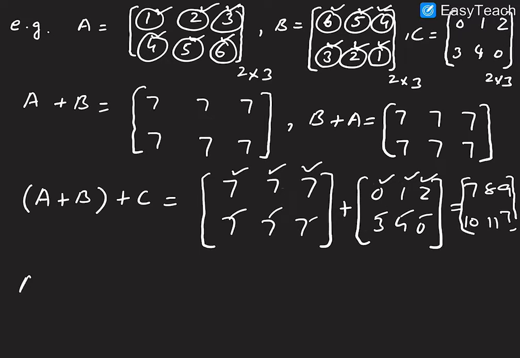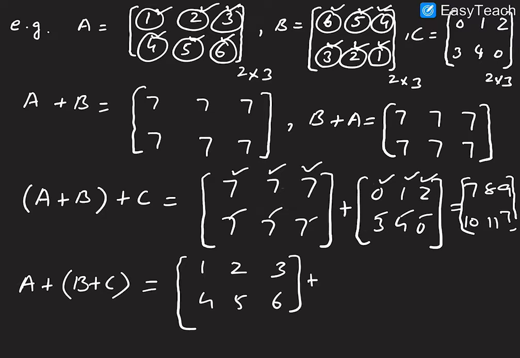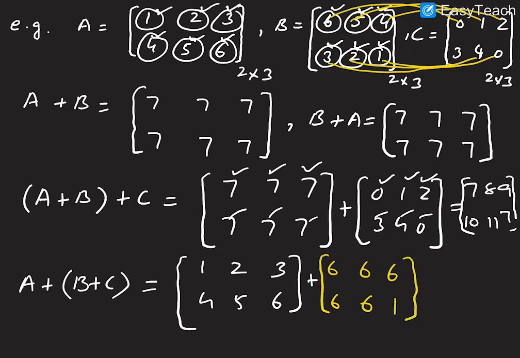Now if you do A plus (B plus C), first write the elements of A: 1, 2, 3, 4, 5, 6. Plus what is B plus C? B plus C will be 6 plus 0, which is 6, 5 plus 1, 6, 4 plus 2, 6, 3 plus 3, 6, 2 plus 4, 6, and 1 plus 0 is 1. This is what we got, B plus C.